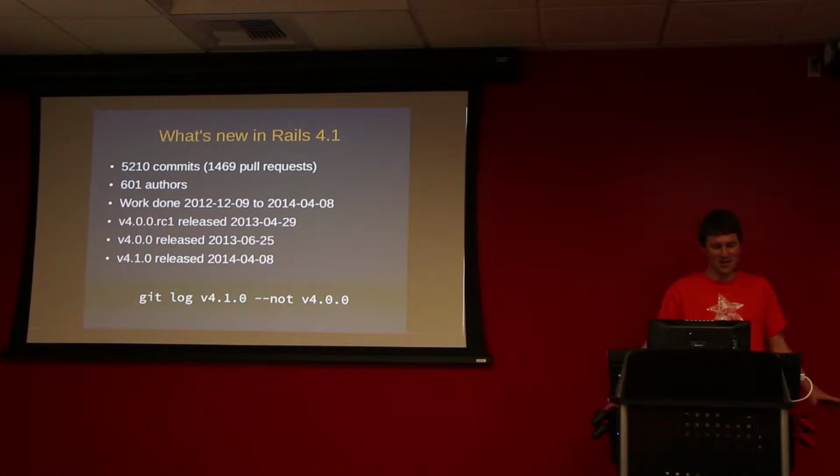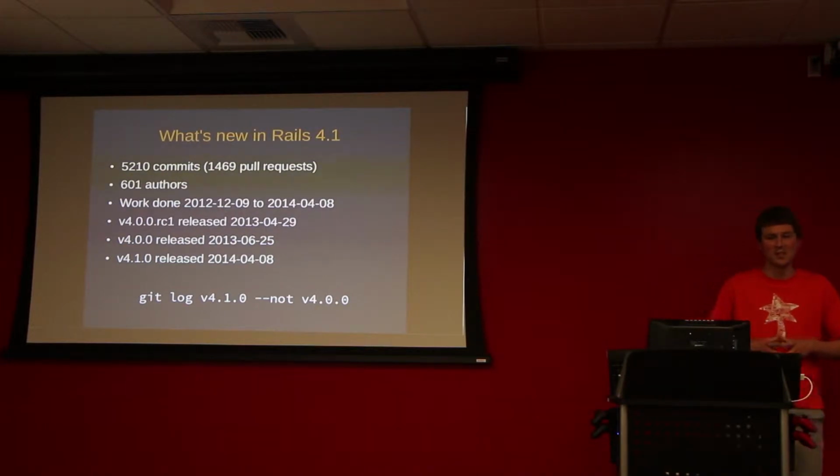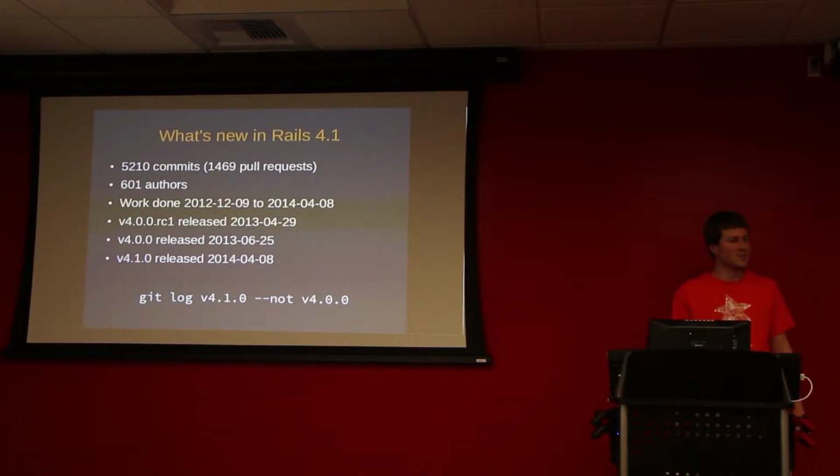And this is just at a pretty high level here. I don't really know the details. But I started by using this git log command that you see here just to see what's changed between version 4.0.0 and 4.1.0. And to summarize, there have been 5,200 commits, which include about 1,500 pull requests. And altogether, that represents the work of 600 different authors.